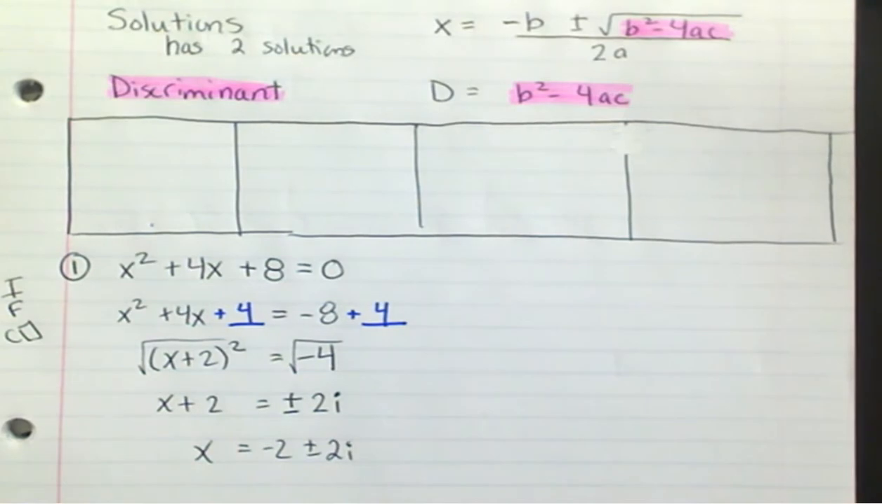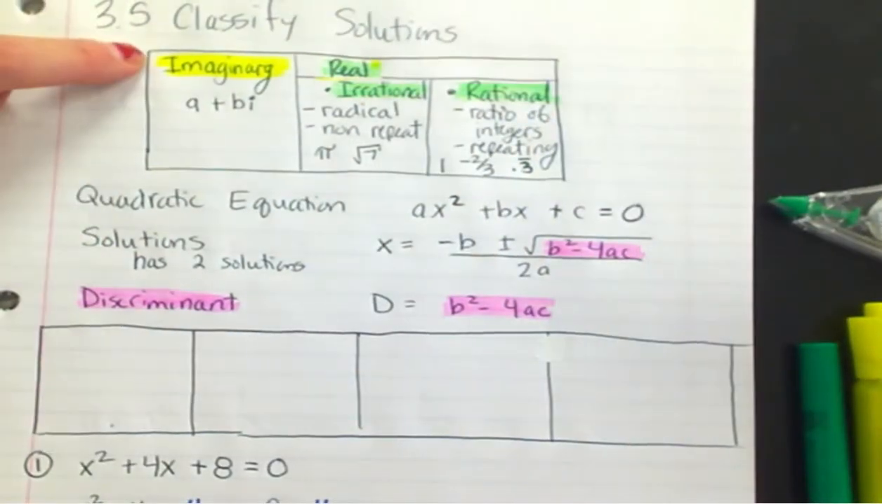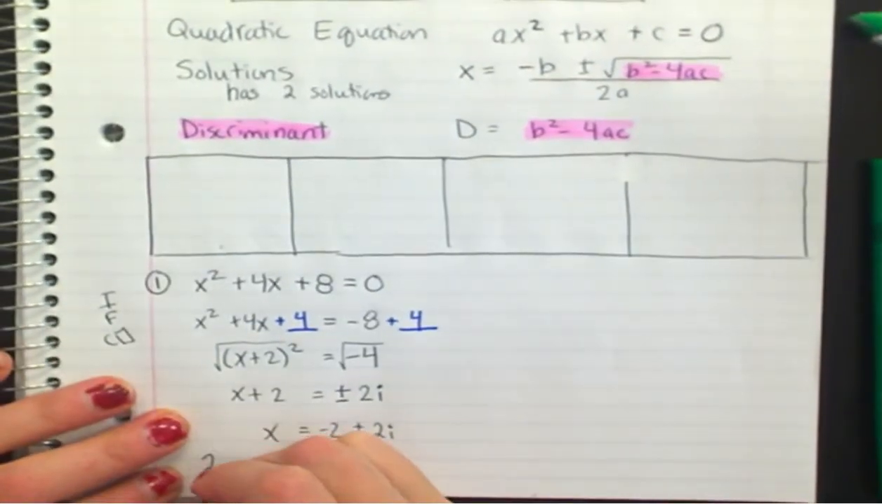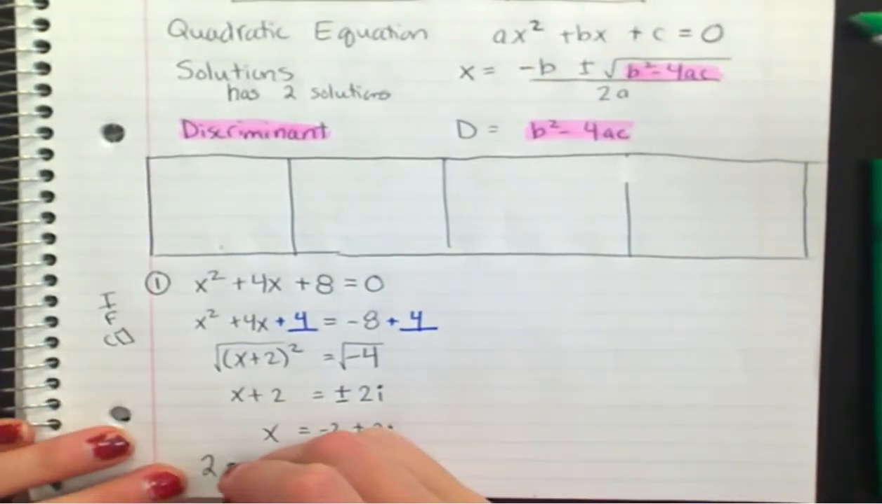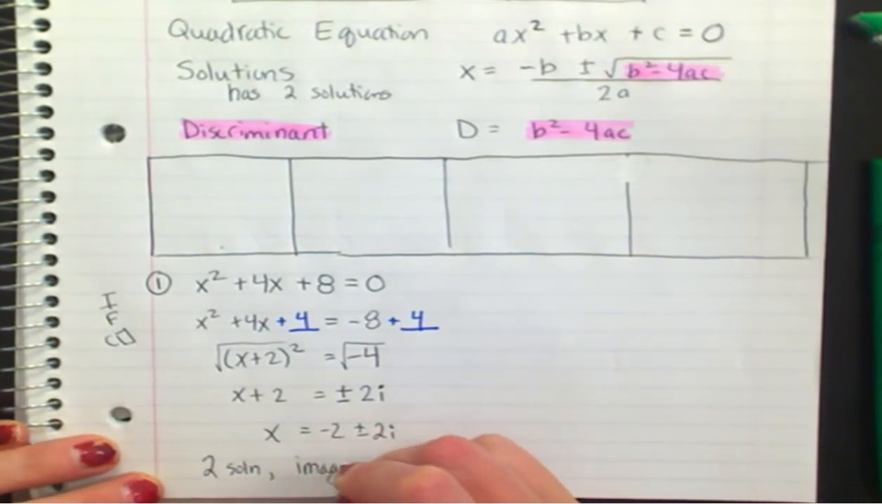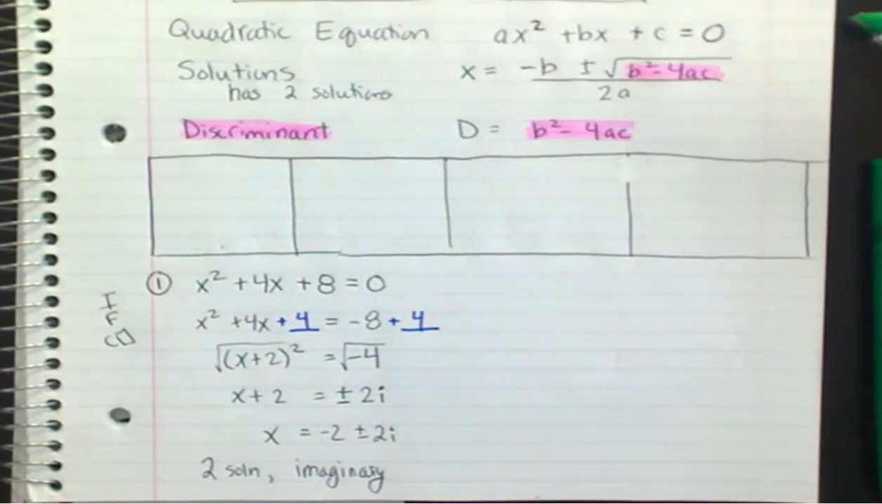All right, classify your answers. So we're going up to that very first box, and we need to pick our descriptors. I see an I, so I'm going to pick imaginary. Okay, two solutions, and they happen to be imaginary. Notice that in the imaginary box, there's no other vocab choices.